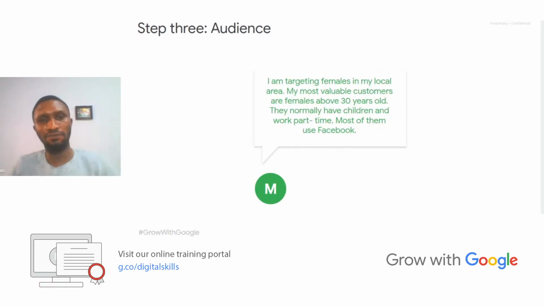Step 3, identify your audience. So Monday sat down, and she's like, okay, my ideal audience, I'm targeting mostly females in my local area. My most valuable customers are females above 30 years old. They normally have children, work part-time, and most of them use Facebook. There's something I said about understanding your audience earlier on in this session. When you define your audience, you know the right channels to reach them.